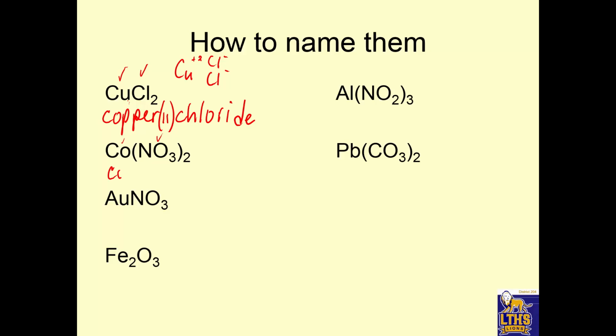Cobalt nitrate. Write that. But wait, I need a Roman numeral because this is not an always-charge metal. So I'm going to write Co because it's in there 1 time. I'm going to write NO3, NO3 because it's in there 2 times.